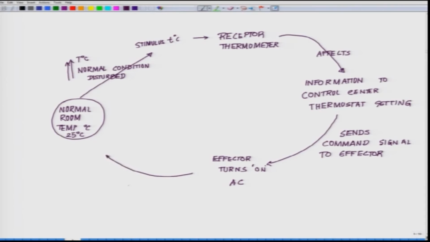Now, that increased temperature, whatever delta increase has happened here, will be brought down. So, the room temperature drops to the set point, and in this case your set point is 25 degrees centigrade. And eventually the normal condition will be restored, which is again 25 degrees centigrade. Normal condition restored.